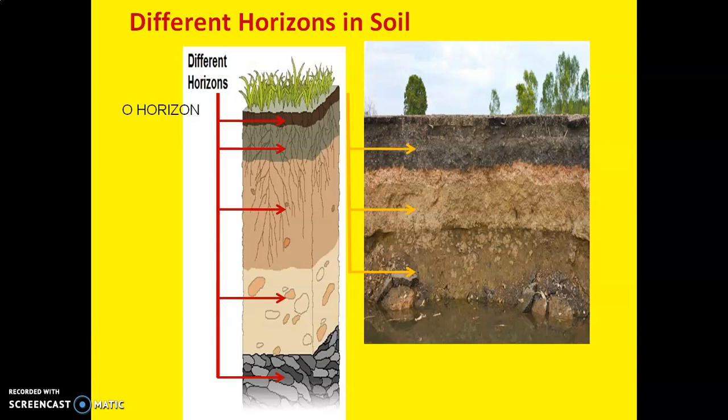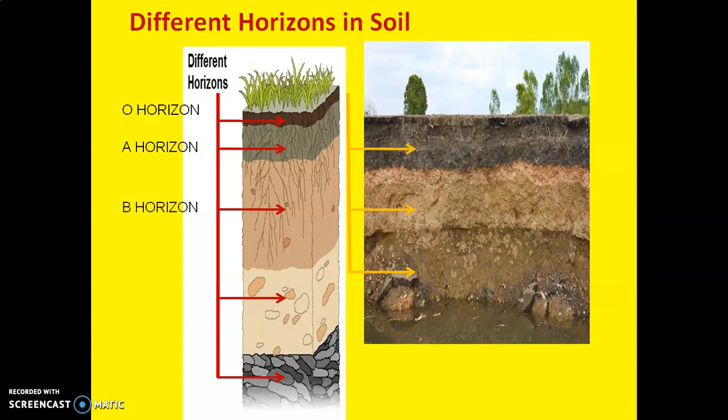O-horizon is the layer that lies on the top of the decomposed organic matter and weathered rock. The topmost horizon contains humus, decomposed organic matter that retains moisture, hence considered the best layer for the growth and the survival of plants. This is called topsoil or surface soil, also referred to as A horizon.